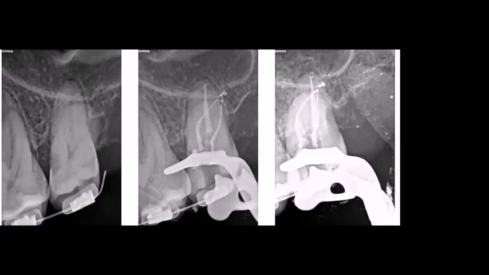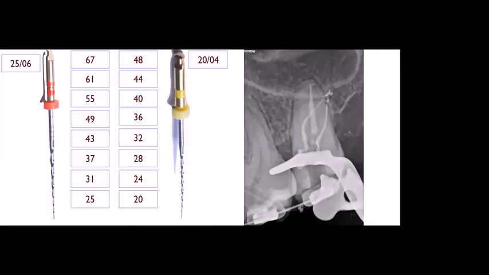This is the case: the initial X-ray and the two final X-rays. We can see the curvature, and we can see that the MB2 is filled. So, what to do in these cases? In these cases, I think it's better to finish with the 20/04 instead of trying to use the 25/06 to the working length. Why? Because the difference in size between the 25 and 20 at the tip of the file is not very big.